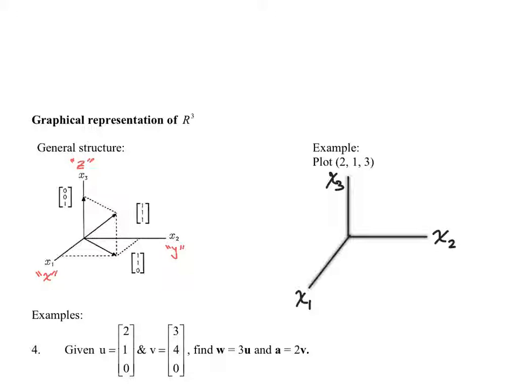So, like I said, we're going to take 2 steps in the direction of x1. Not going to plot a point, just going to plot the steps, the relevant tick marks. Then 1 step in the direction of x2, and then 3 steps in the direction of x3. These movements together are going to give us the location of the point in space.